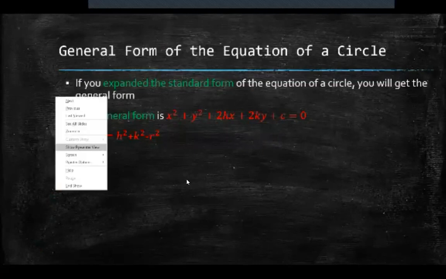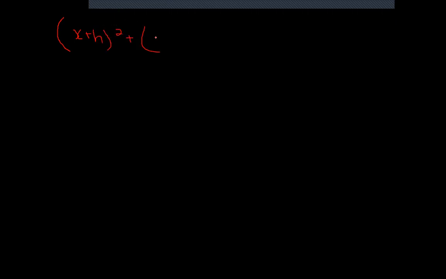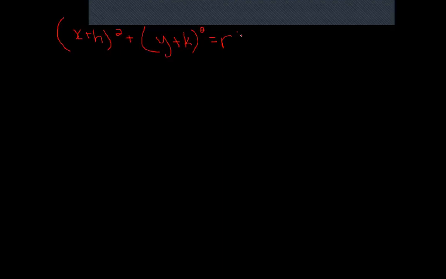So let me go to the standard form. One of you tell me what's the standard form? (x plus h) squared plus bracket y plus k bracket squared equals r squared. Equals r squared. Good job.